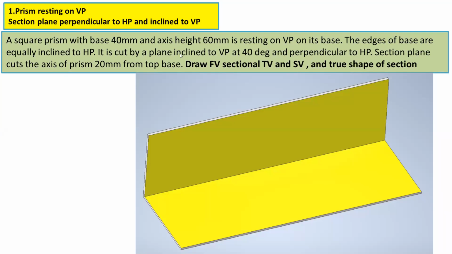So this is your auxiliary inclined plane or the section plane. Section plane cuts the axis of prism 20 mm from the top base. Draw the front view, sectional top view, sectional side view, and true shape of this section. Okay, so this problem is similar to the last problem. Only change is prism is resting on the vertical plane. For the projection of solid, we assume the solid is resting or lying in the first quadrant only. So this is your first quadrant, vertical plane and the horizontal plane.